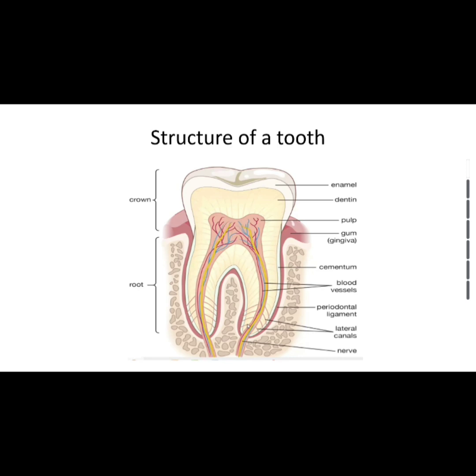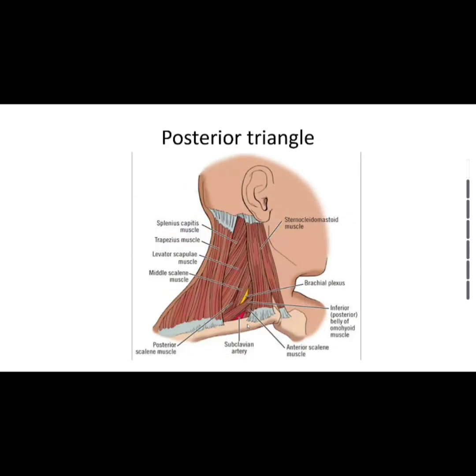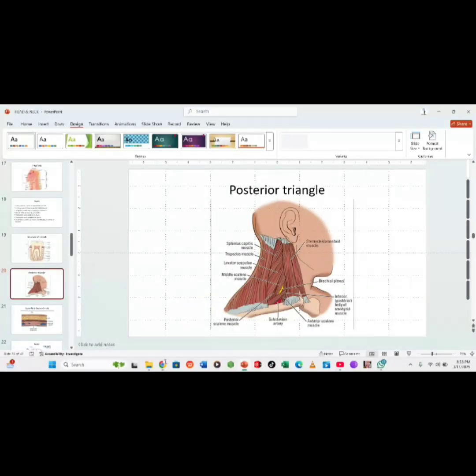And then you can see, of course, those are the lateral canals, the nerves and so on. That is the structure of a tooth generally. And of course, we have several teeth. You can see that the canine and incisors tend to have one root. But the others, the premolars and molars, tend to have two or even more roots.